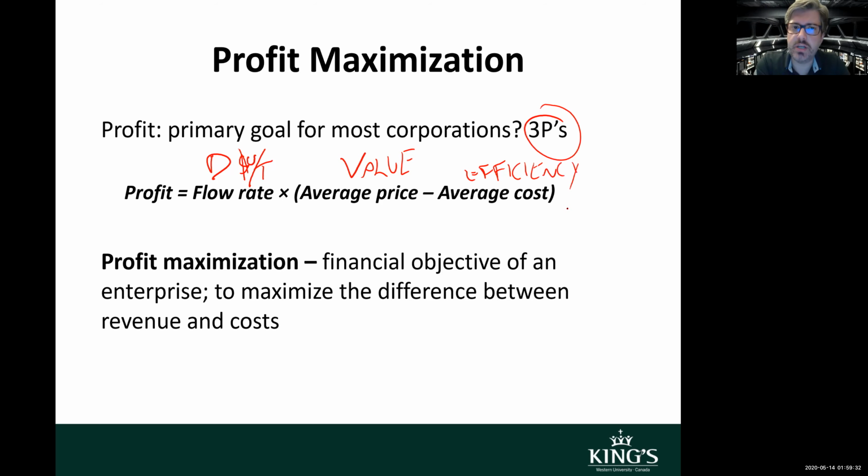your operation is running. So this is another way of saying that your profit is linked to demand, but not only that, but also the amount of value you're generating and how efficient your operation is. So profit maximization, it is the financial objective of an organization, and it is aiming to maximize the difference between revenue and costs. So value and efficiency.